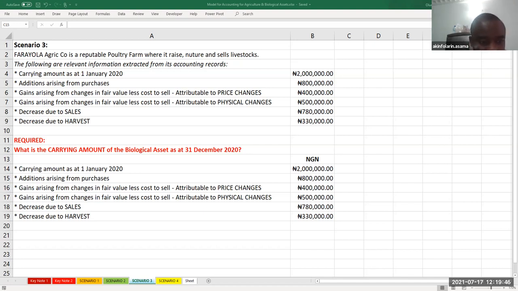Also, decrease due to sales, 780. I really don't have an idea of the treatment for that. So I think the carrying amount as at December 2020 will stand at 2.8 million.